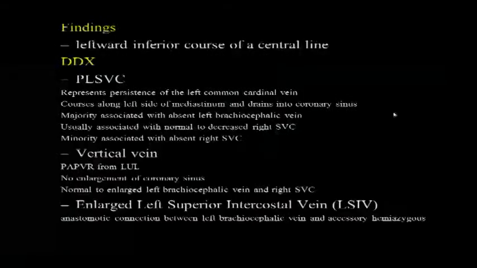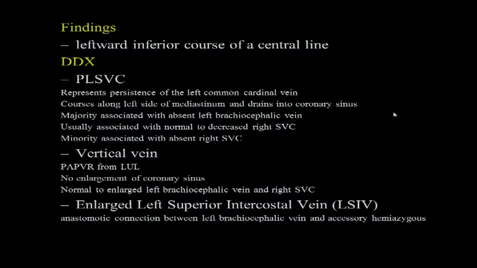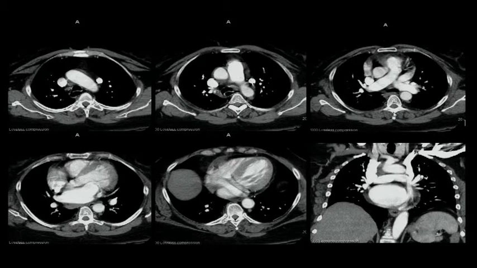A leftward inferior course of a central line only has three differential diagnoses. Most common is persistent left SVC. Number two, vertical vein, but that is not seen without other features of partial anomalous pulmonary venous connection. And then the enlarged left superior intercostal vein, which is a teat sign or a nipple sign sitting on the aortic arch. All right, whose case was this? John. John, keep going.